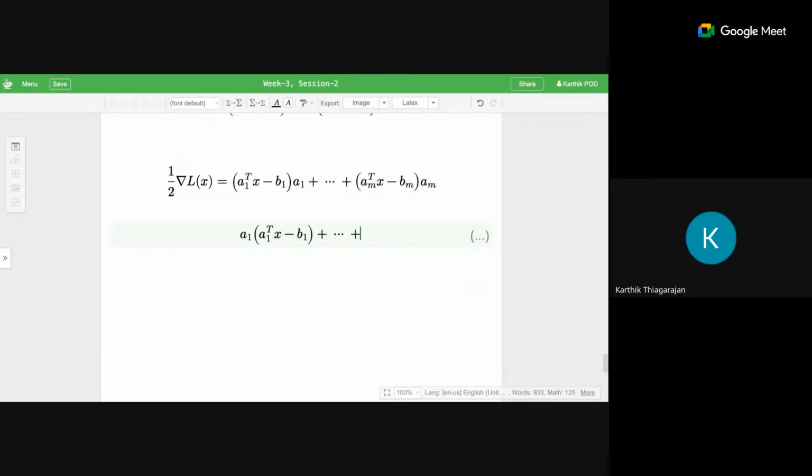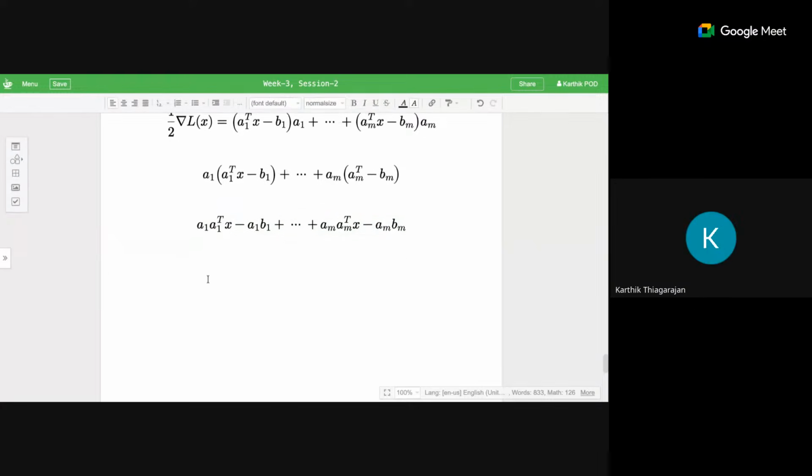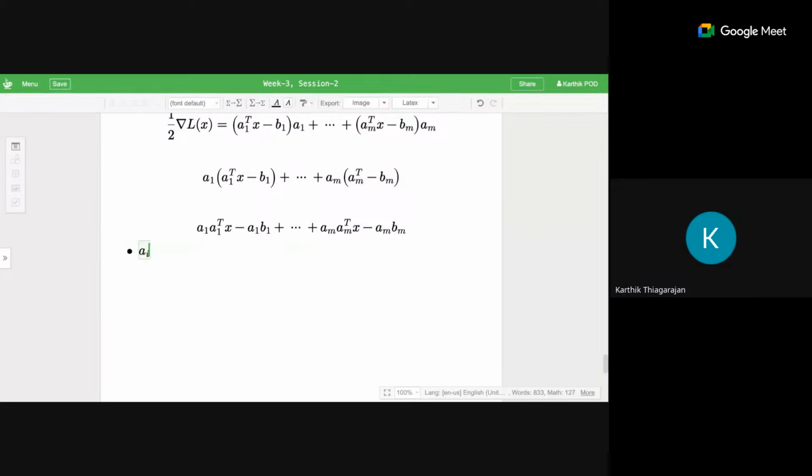I hope this is clear to you. I'm just moving the vector to the beginning of the equation. This is the first step. Second step is I'm going to expand this. So this is a1 transpose x minus a1 b1, plus am transpose x minus am into bm. I want you to remember that, don't forget that ai is a vector.